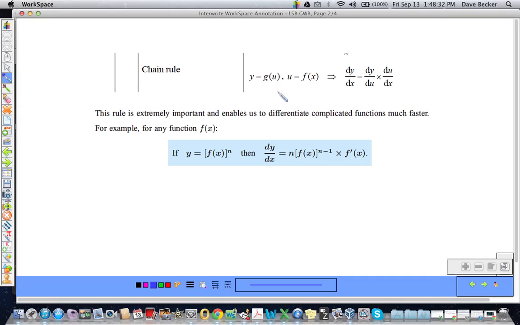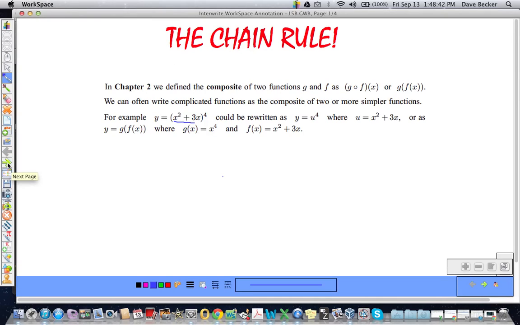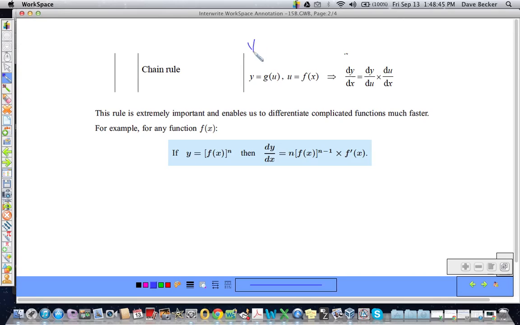Here is the chain rule from your formula sheet. If y equals g of u, where u equals f of x. Well, what does that mean? If we look back, we had y equals x squared plus 3x to the fourth. So let me write that. y equals x squared plus 3x to the fourth. Yes? So the u is that thing. And the y is really the parentheses to the fourth power. We just think of it as the fourth power. And then they say here u equals f of x. Well, that's the function inside.